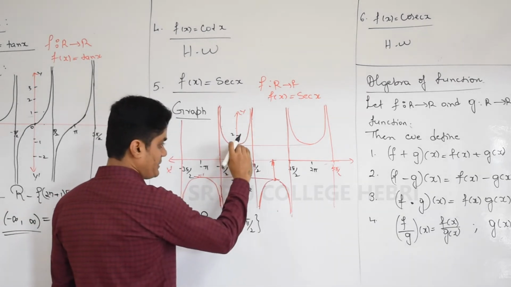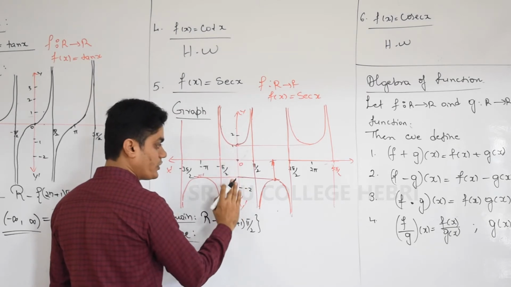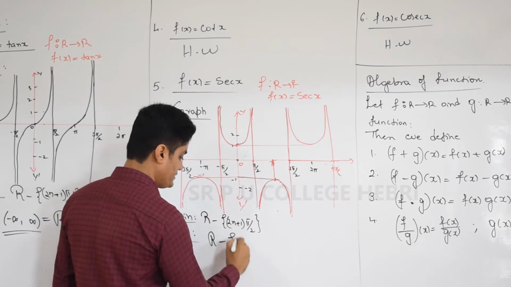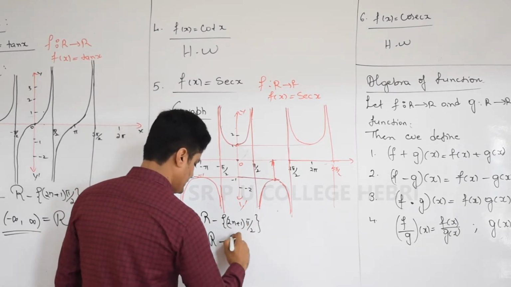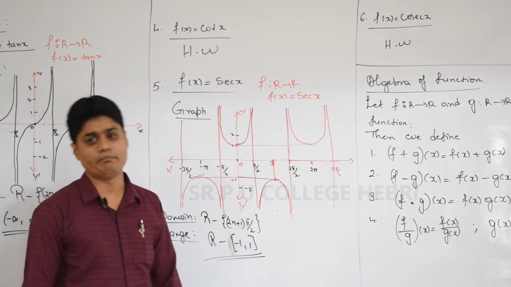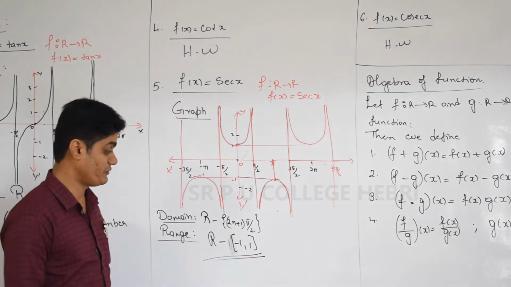Observe carefully, it does not come down below 1 and it does not go up above minus 1. So the range is the set of all real numbers except the real numbers between minus 1 and plus 1.